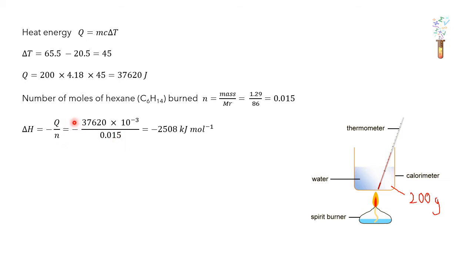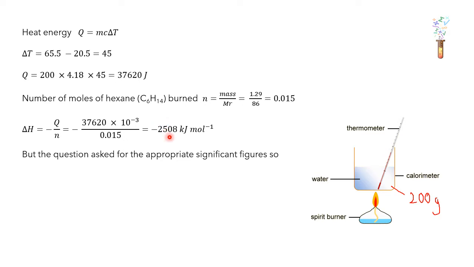Do you remember what this minus is about? This minus here is about the fact that the temperature rose. It was an exothermic change. So at the moment we've got our answer. Here we've done the correct calculation. We can give ourselves another mark, but this isn't the final answer because the question said appropriate significant figures.